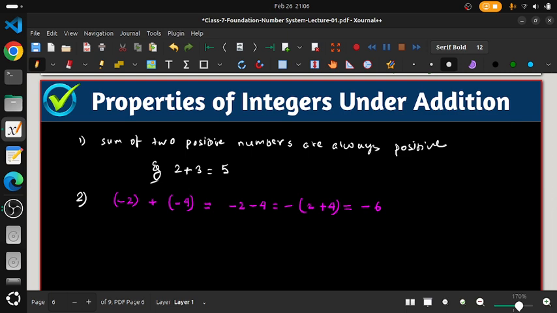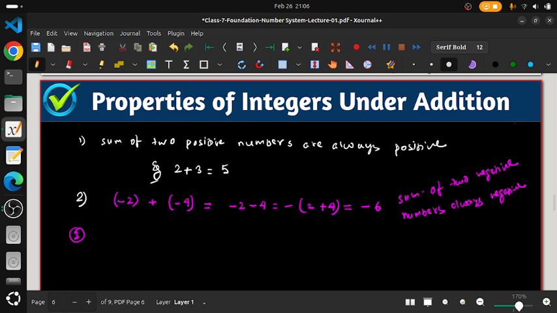Understood? So when we add two negative numbers, the result will always be negative. The sum of two negative numbers is always negative. I'm not writing it as a sentence, but if you want, I'll write it and give it to you. The sum of two negative numbers is always negative. But the sum of a positive and a negative number may be positive, may be negative, may be 0 also.